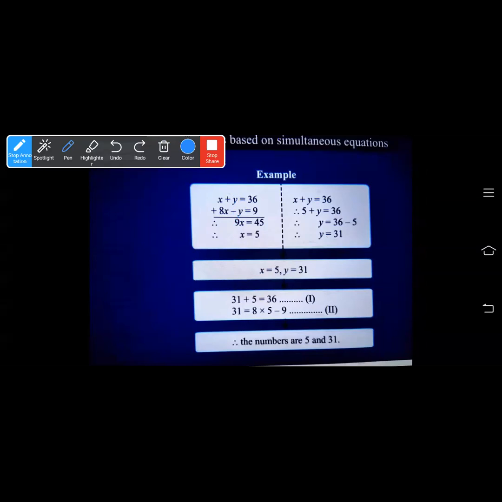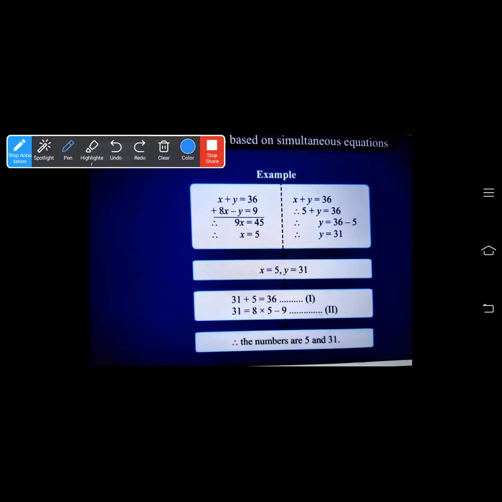Now x plus y equals 36. 5 plus y is equal to 36. Therefore y is equal to 36 minus 5, so y is equal to 31. So you got the two values: x equal to 5 and y equal to 31. Find the solution. Here you have got the solution, x equal to 5 and y equal to 31.